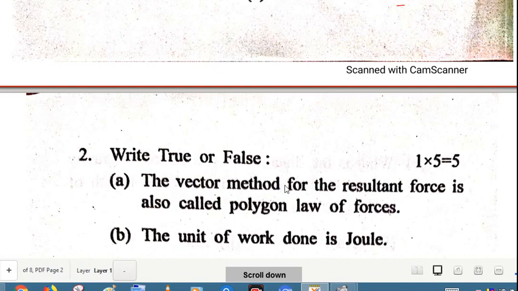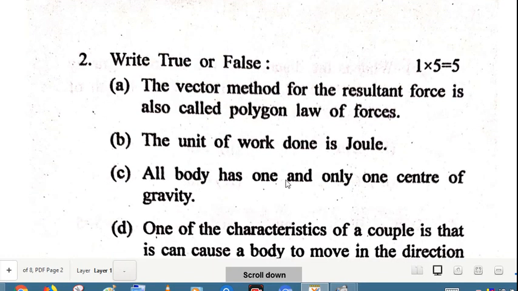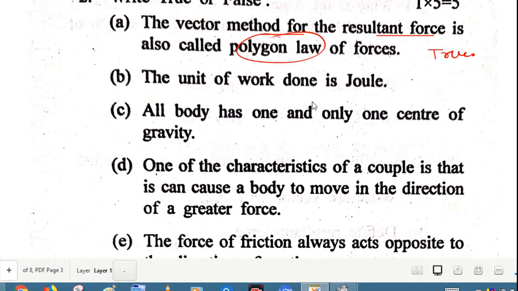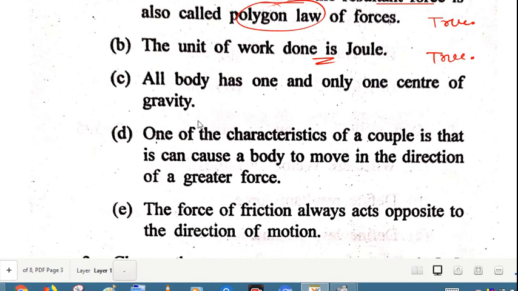Next, question 2, write whether the following are true or false. The vector method for the resultant force is also called polygonal law of forces. This is true, because a vector method for the resultant force has another name, that is called polygonal law of forces. The next question they are asking, the unit of work done is joule. This is also true. Work done unit is joule. We have just calculated it. And the next question, all bodies have one and only one center of gravity. This is also true, because center of gravity is always one in a single body.